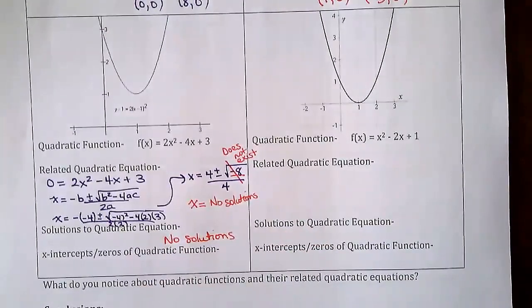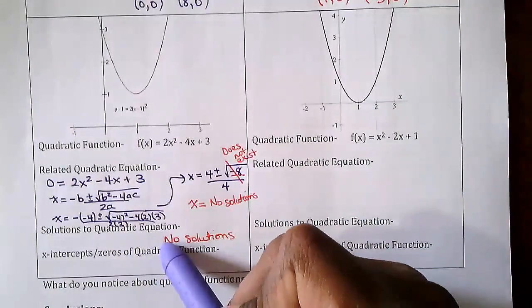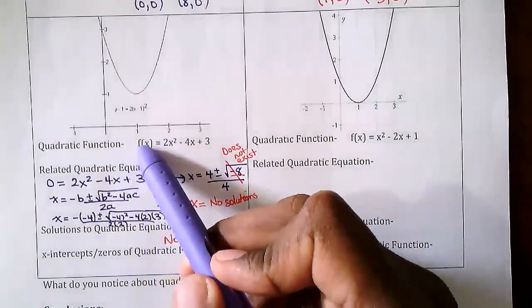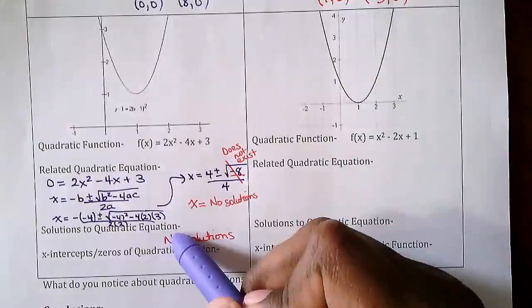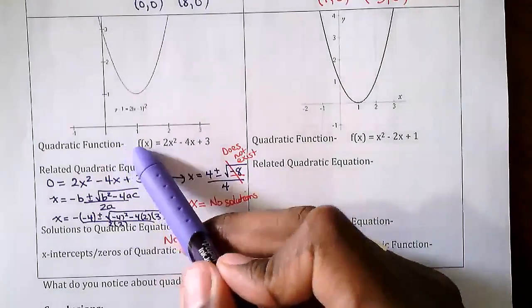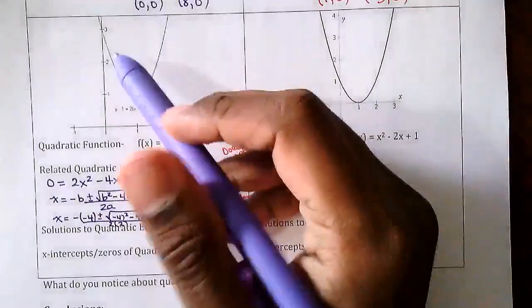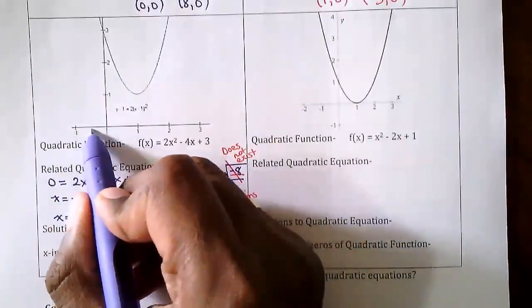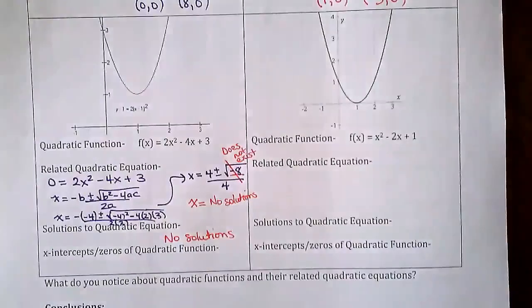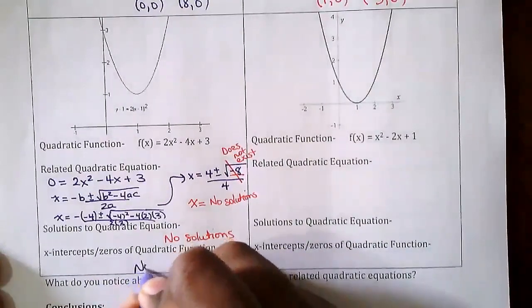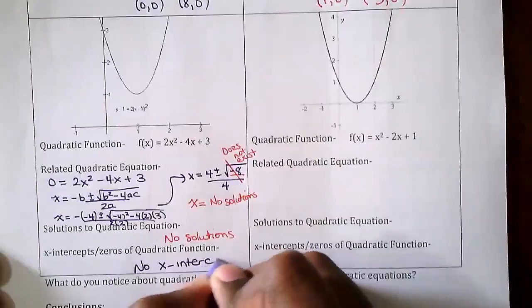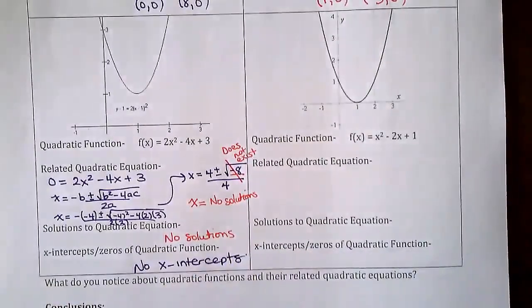In the previous two examples, we saw that the solutions to a related quadratic equation were the same as the x-intercepts of the quadratic function. Well, if there are no solutions to the related quadratic equation, then there should be no x-intercepts of the quadratic function, which is what we see here. Remember, the x-intercepts have to cross the x-axis. There's no part of the parabola that crosses the x-axis here. So there are no x-intercepts. So hopefully that's clear.